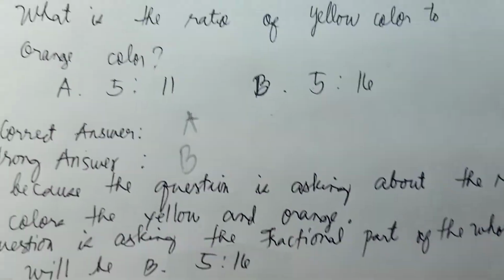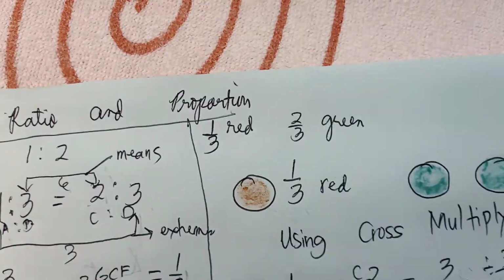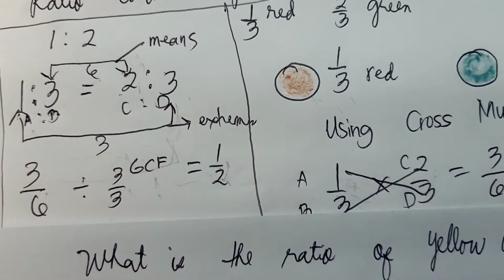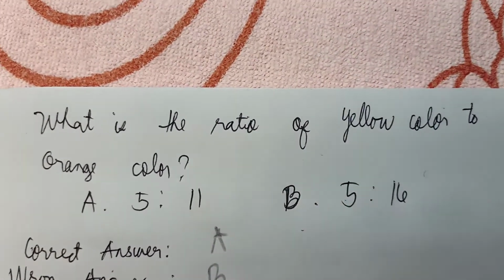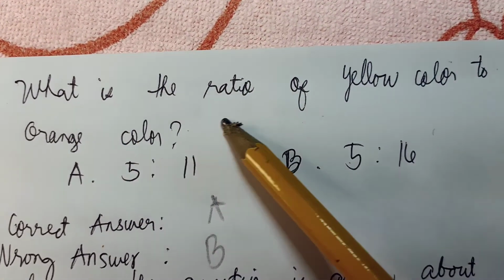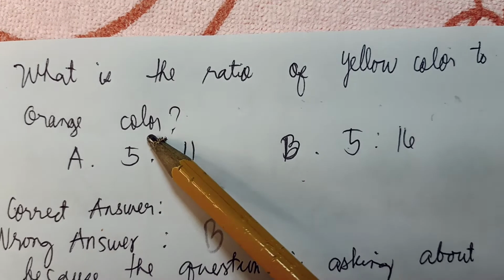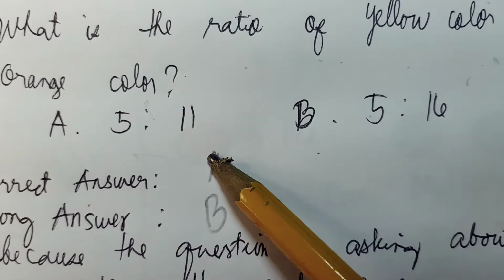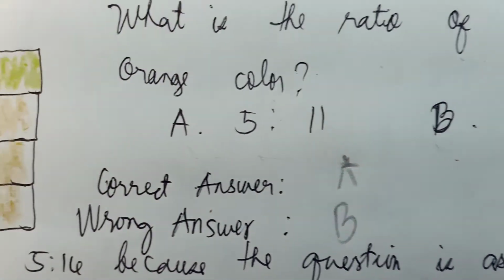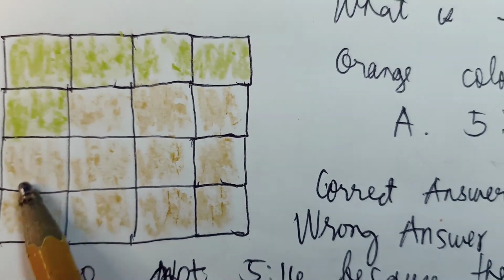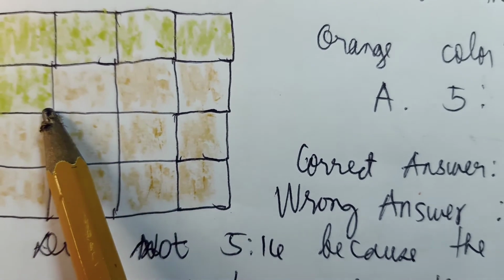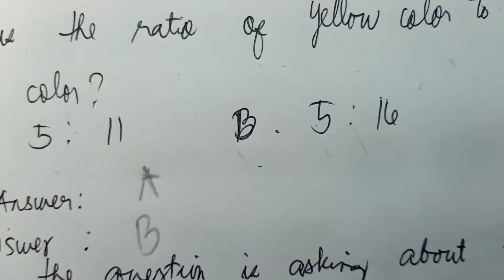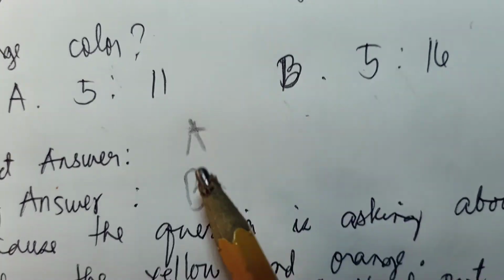Another example is this. The question is, what is the ratio of yellow color to orange color? A, 5 is to 11. B, 5 is to 16. So, this is the picture. What is the ratio of color yellow to color orange? What is your answer, B or A? The correct answer is A.